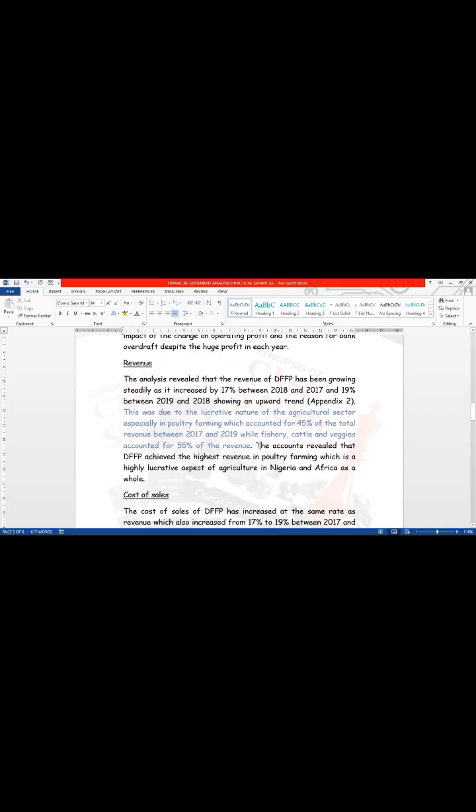The accounts revealed that DFFP achieved the highest revenue in poultry farming, which is a highly lucrative aspect of agriculture in Nigeria and Africa as a whole. And this information, I got it from the question paper, when we were talking about the agricultural sector, DFFP, the challenges, the good sides and the achievements as well. So that 20-page question paper they're giving you is not boring information. That information is necessary. It's going to help you.